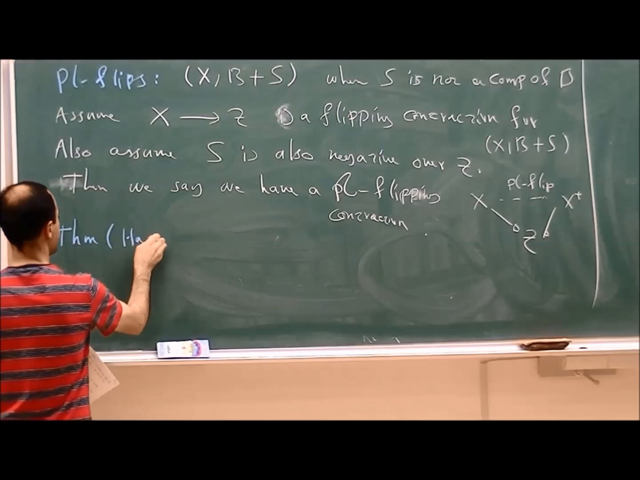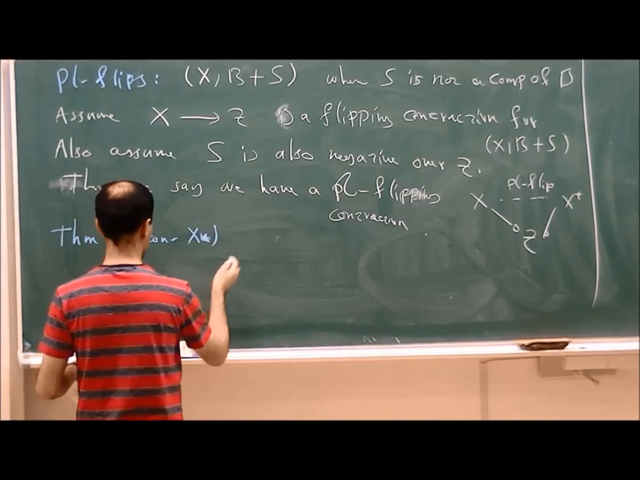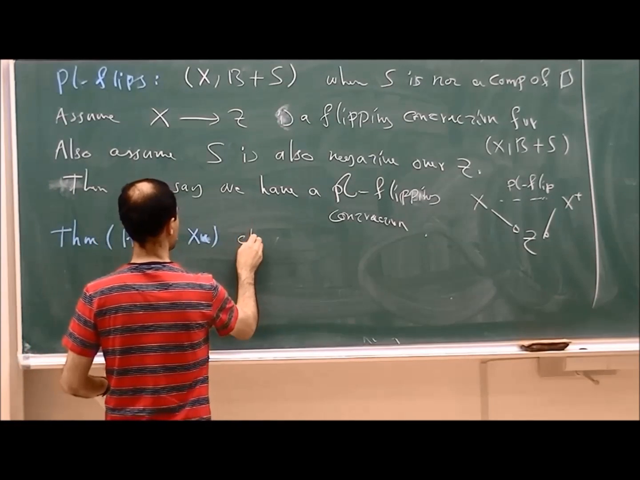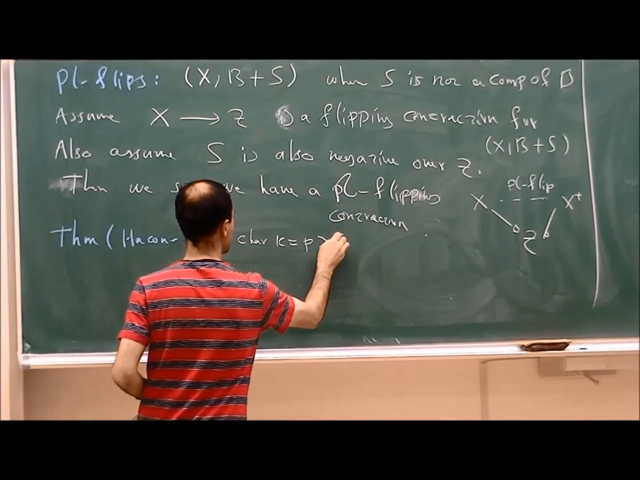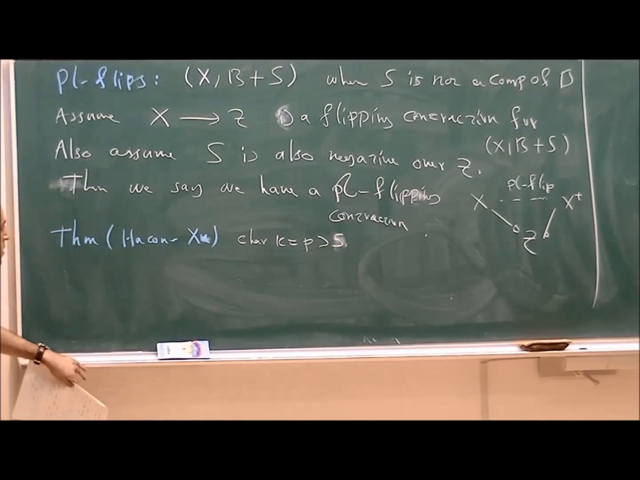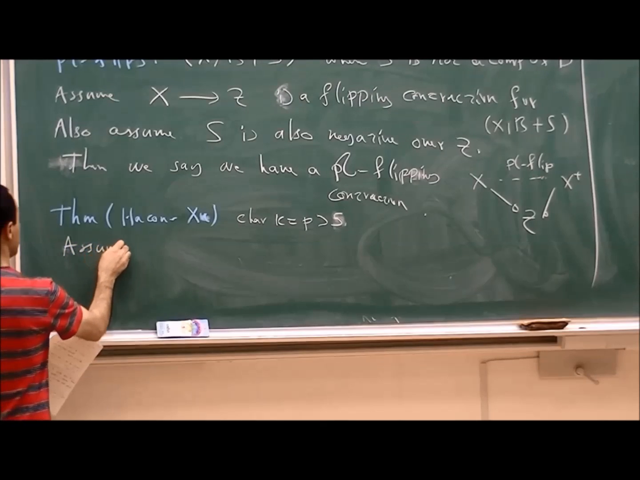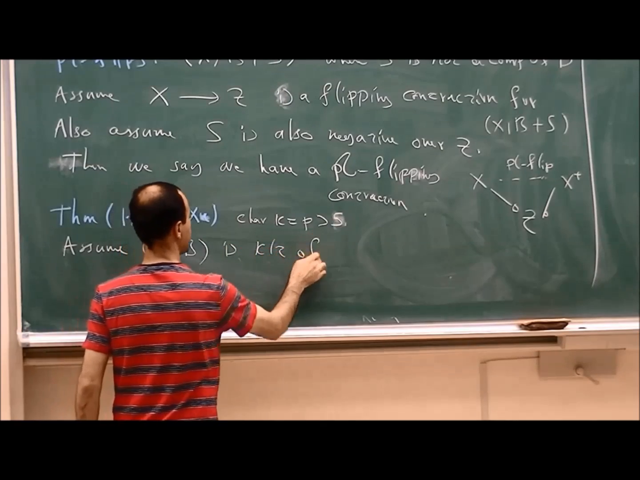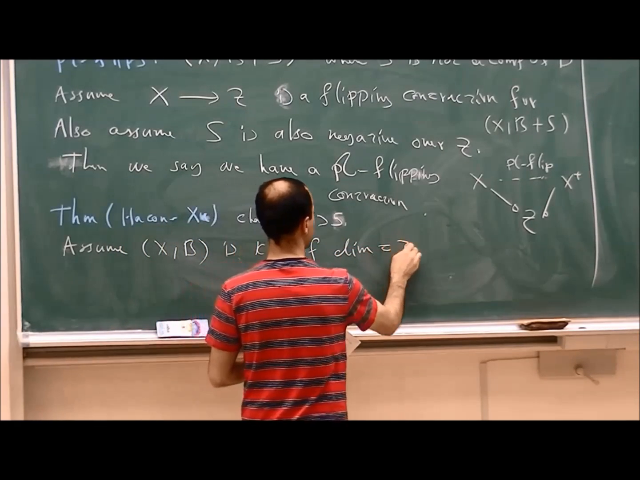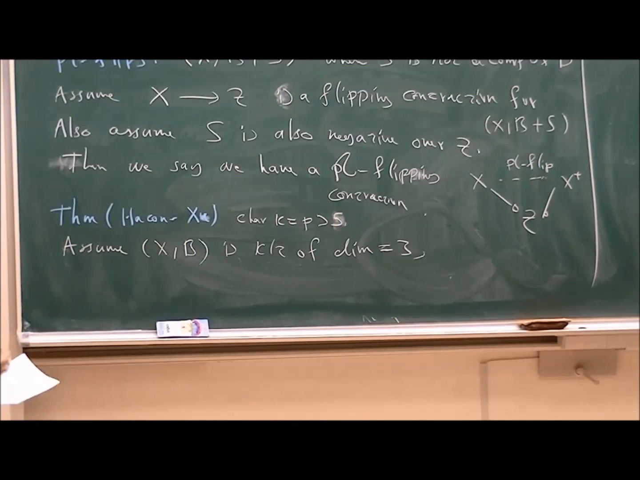So this is characteristic p, characteristic more than 5 or something. It's not such a big deal, and then assume that X is KLT of dimension 3, and then there are some others. Because not everything works perfectly, there are always some annoying extra assumptions.